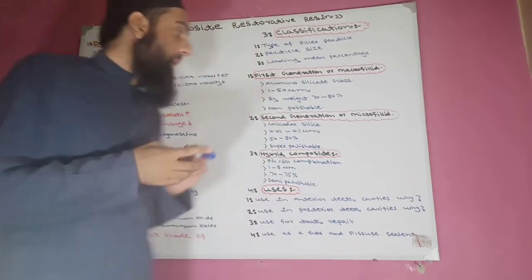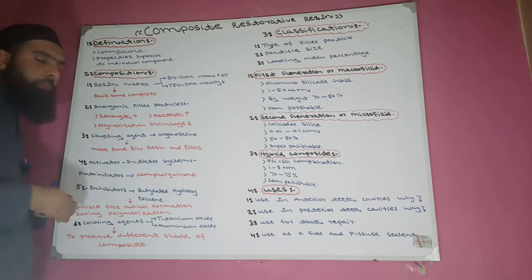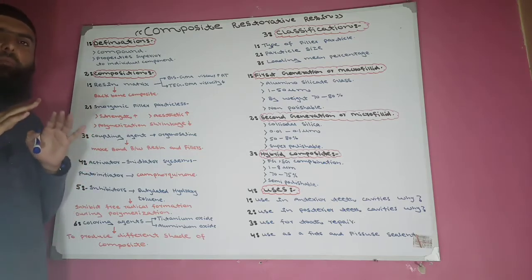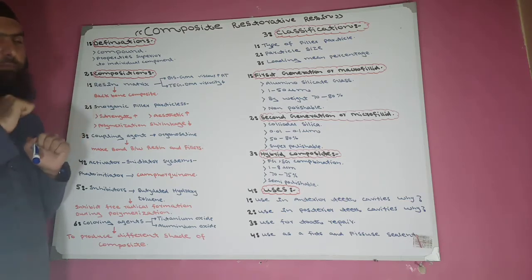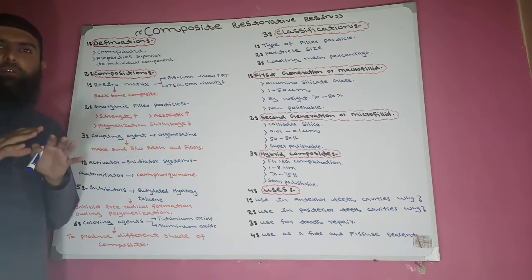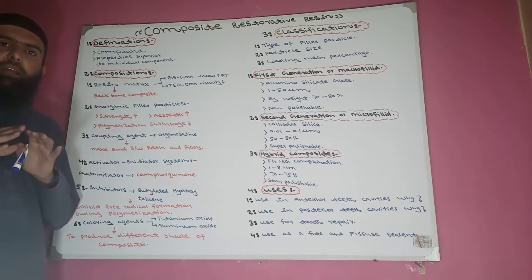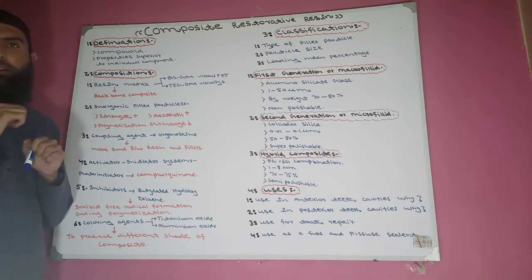Now today our topic is composite restorative resins. First, what does the word composite mean? What does the word restorative mean? What does the word resin mean? Composite means any substance which is formed by the combination of two or more different materials. This is the definition of composite.